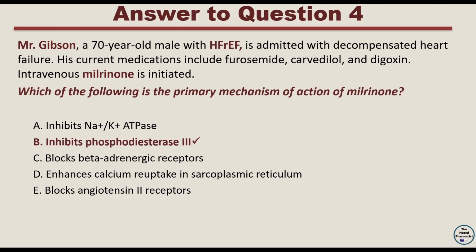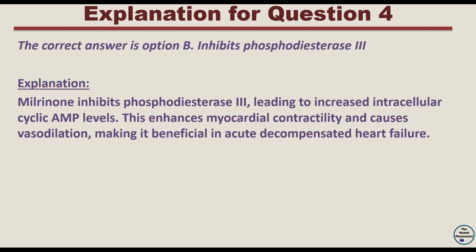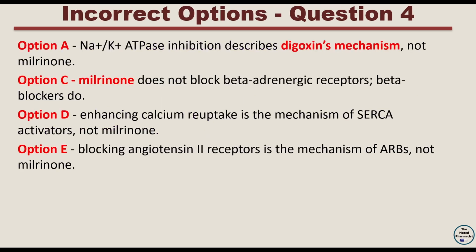The correct answer is option B, inhibits phosphodiesterase 3. The explanation is as follows: milrinone inhibits phosphodiesterase 3, leading to increased intracellular cyclic AMP levels. This enhances myocardial contractility and causes vasodilation, making it beneficial in acute decompensated heart failure. Here is the explanation for incorrect options.